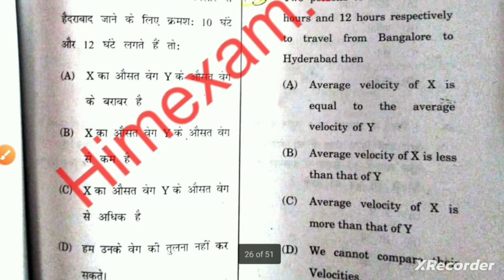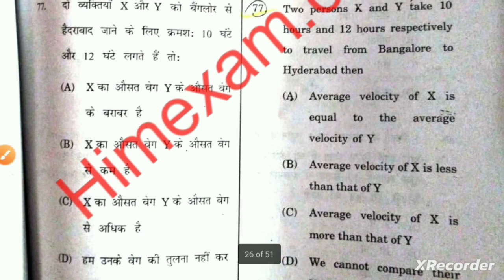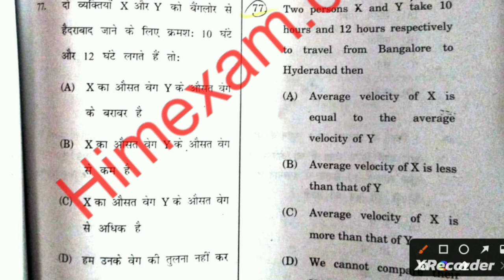This is a very important question which comes in examination. Two persons, the first one is X and the second one is Y. X takes 10 hours, Y takes 12 hours respectively, and these two persons are traveling from Bangalore to Hyderabad. Then you have to find out the average velocity, which one has maximum, minimum or equal velocity. Four options are given.